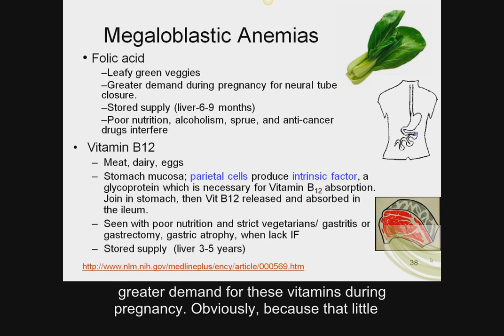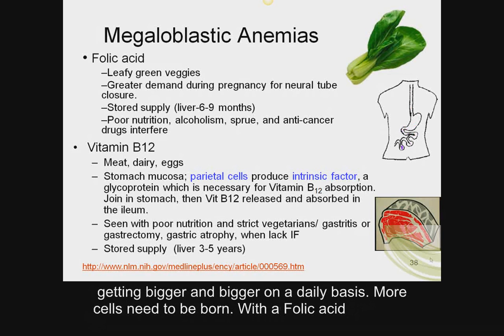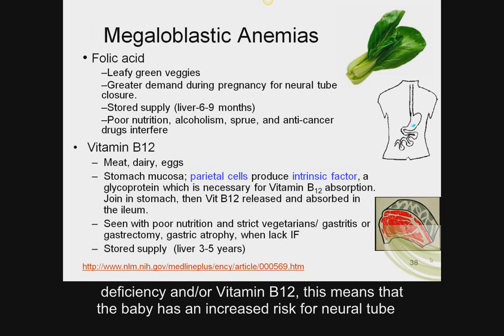There's also a greater demand for these vitamins, by the way, during pregnancy. Obviously, because that little parasite in the mom is replicating and dividing DNA and cells very, very quickly, it's getting bigger and bigger on a daily basis, it needs more of these coenzymes. More cells need to be born.